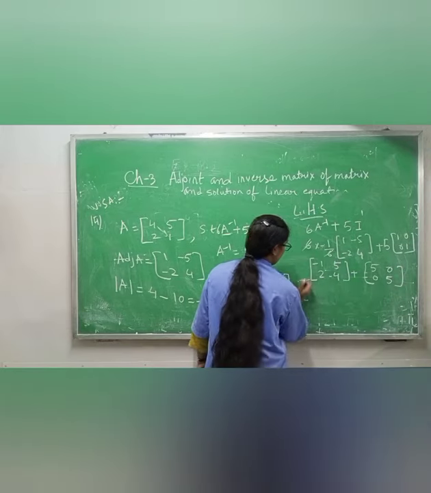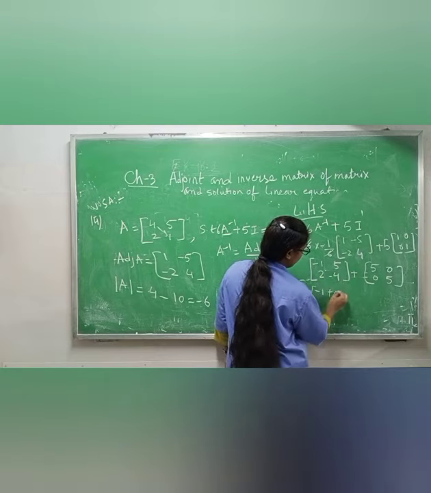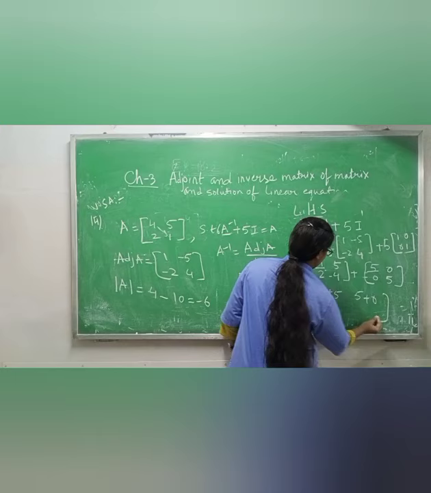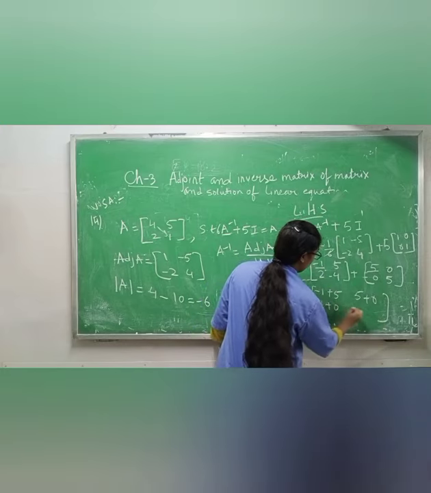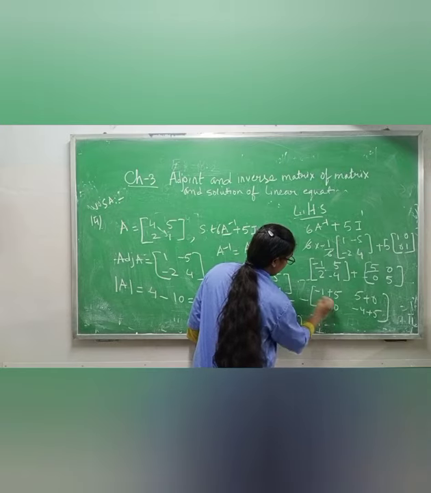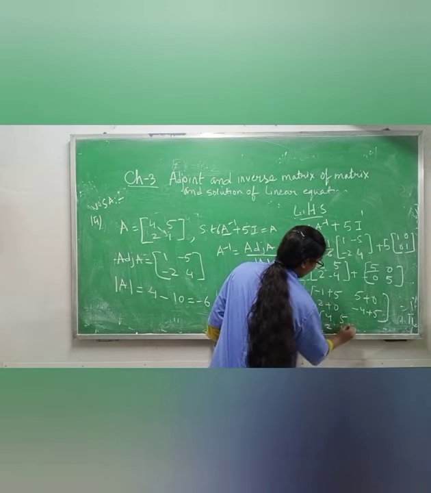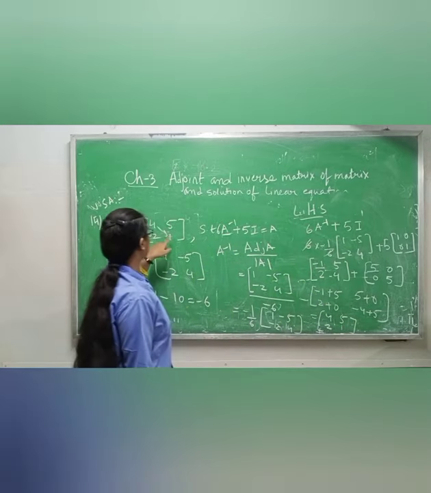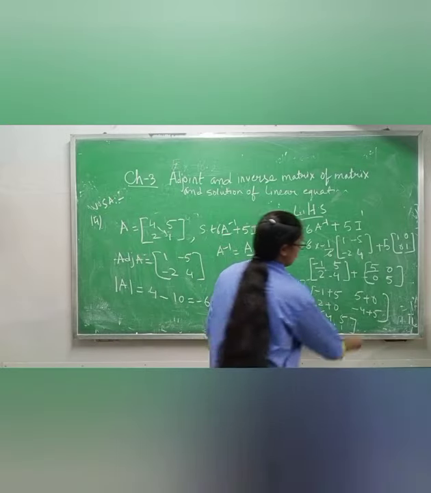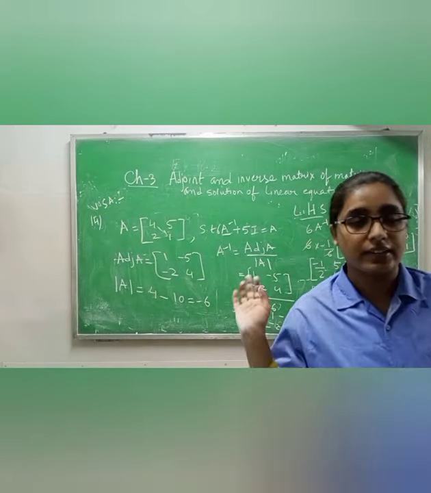Then we have to add up minus 1 plus 5. You know how to add this one with this. Then 5 plus 0, 2 plus 0, minus 5 plus 0, minus 4 plus 5. Then it will come 4, 5, 2, 1. See, you are getting the same A matrix, 4, 5, 2, 1. When you are getting this, LHS equals to RHS. Write this one.